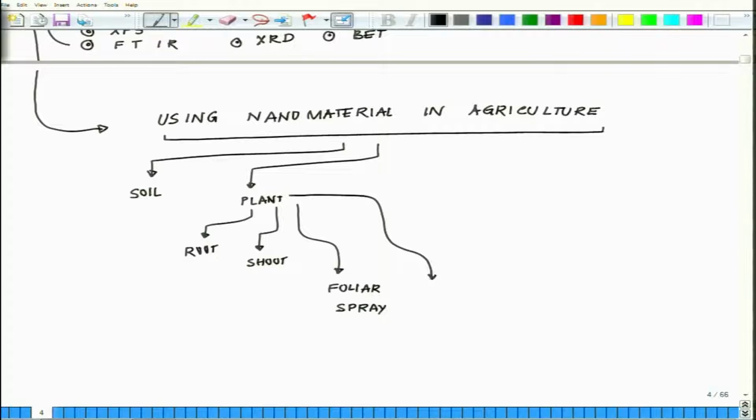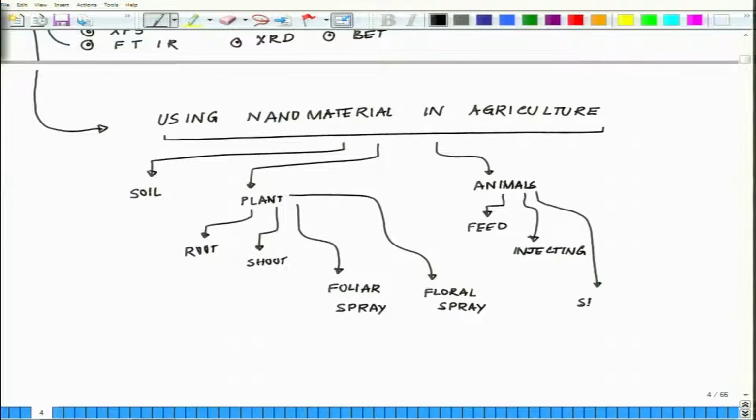Or a floral spray? In case of animals, when you talk about, because are we giving this as a feed to them, or are we injecting them, or we are using them as skin patches? How we are offering them.